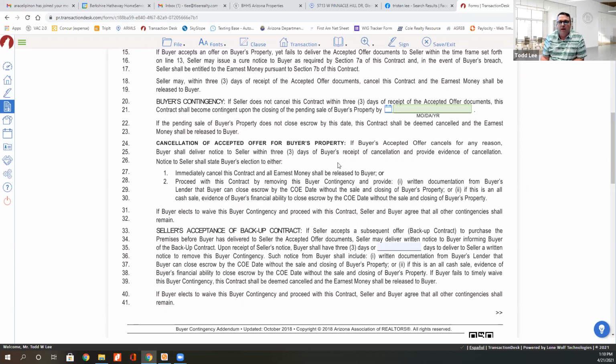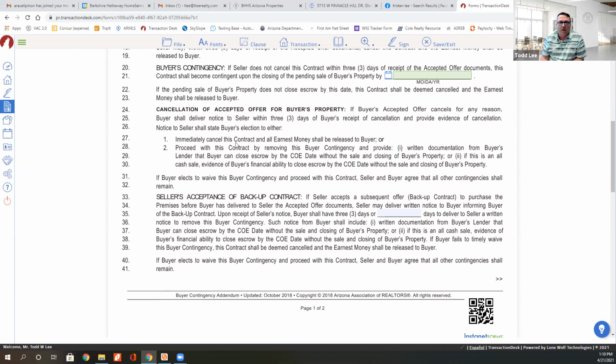Cancellation of accepted offer for buyer's property. If buyer's accepted offer cancels for any reason, buyer shall deliver notice to the seller within 3 days of the receipt of the cancellation, and provide evidence of cancellation. Notice to the seller shall be buyer's election to either, number one, immediately cancel this contract and return the earnest money, or number two, proceed with this contract by removing the contingency and provide 1, written documentation from the buyer's lender that the buyer can close escrow by the close of escrow date without the sale of their other property, or 2, if this is an all cash sale, evidence of buyer's financial ability to close escrow by the close of escrow date without the sale and closing of buyer's property.